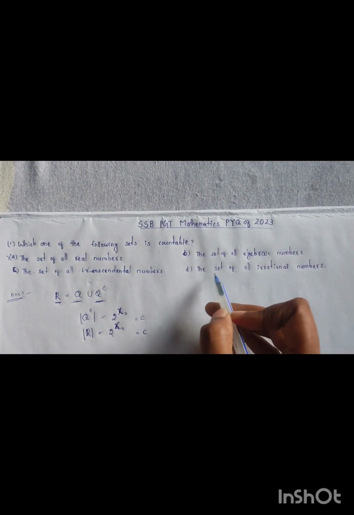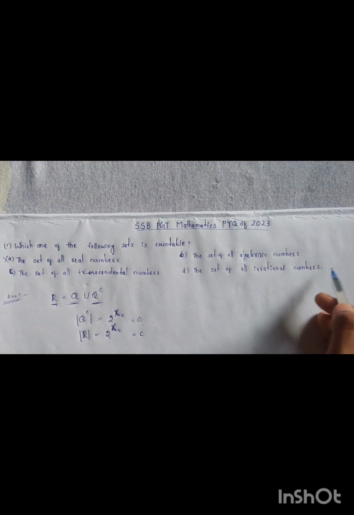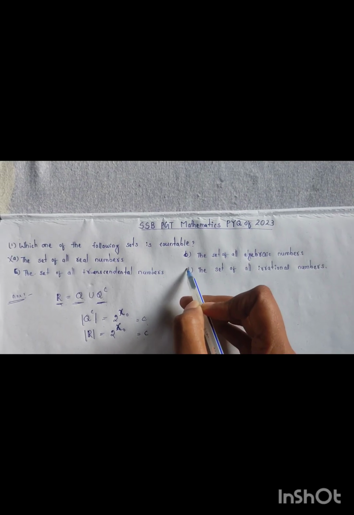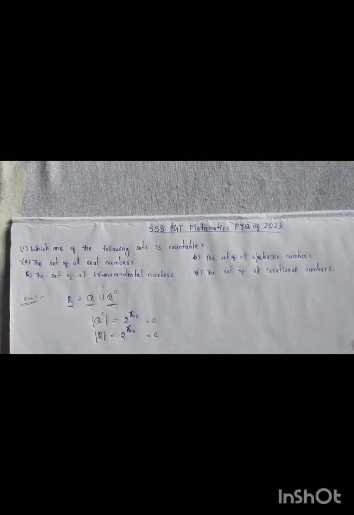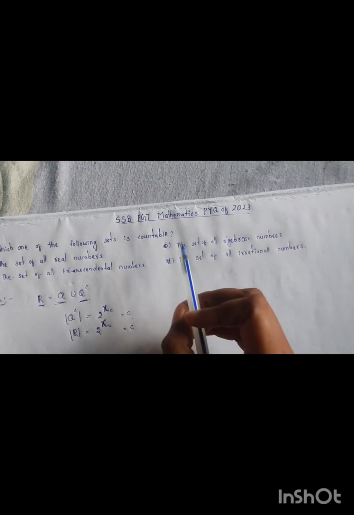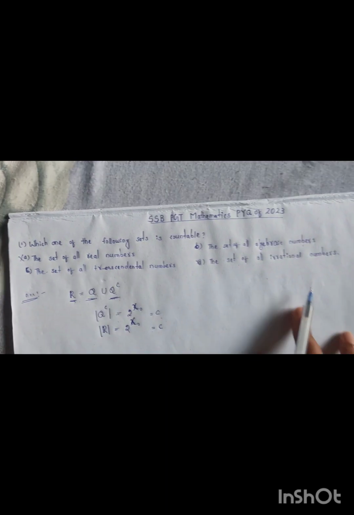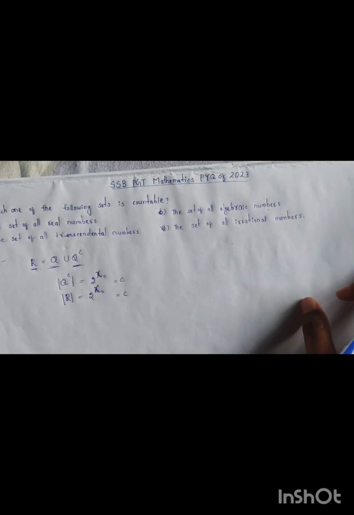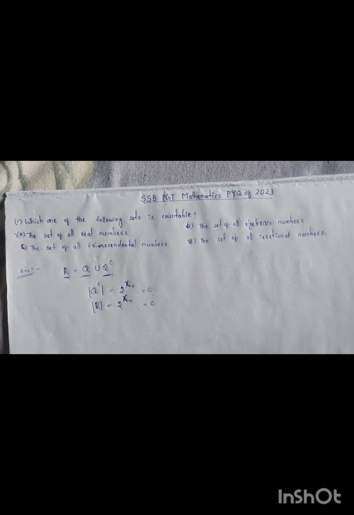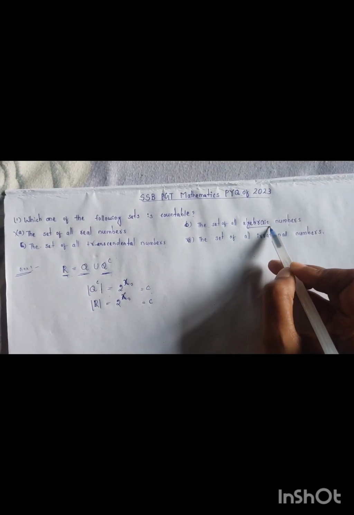Also the option D, the set of all irrational numbers, also can't be a countable set. Then next come to options B and C. Option B, the set of all algebraic numbers, and C, the set of all transcendental numbers. Okay, if you know what transcendental and algebraic numbers are, okay. If you don't know, I will tell what an algebraic number is.